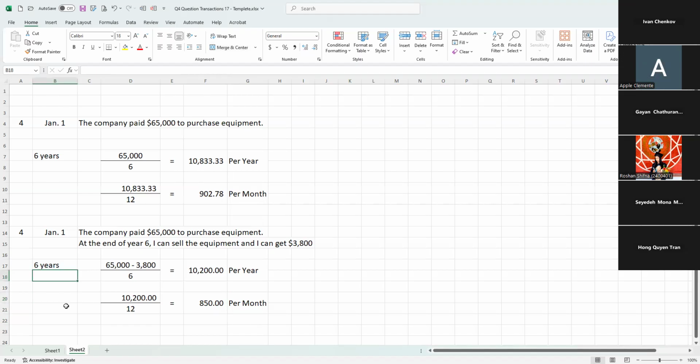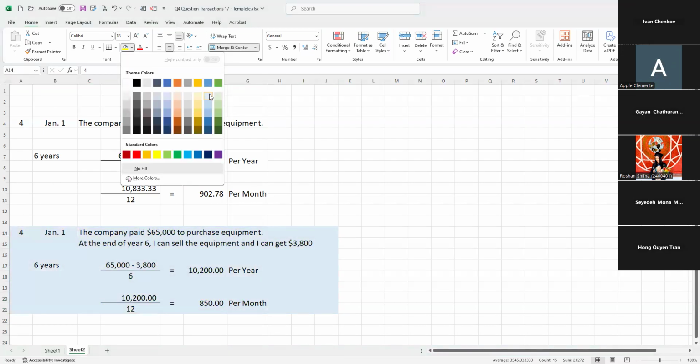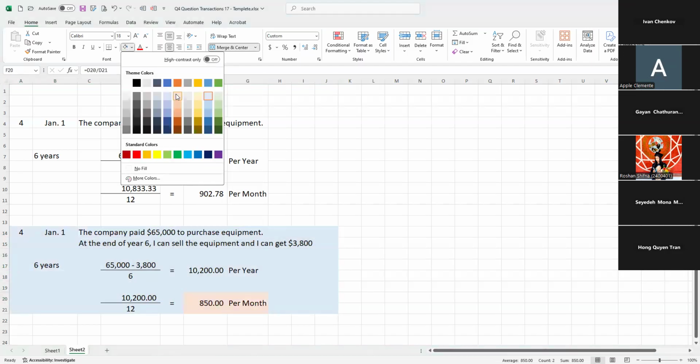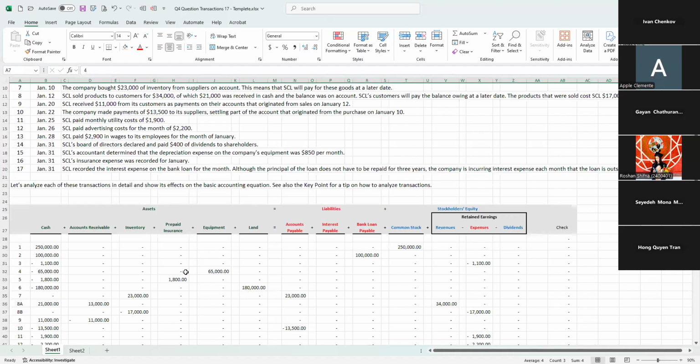So the question is, why did we do all this exercise? To get to this point. What do I need? I need to get this amount here. Why do I need this amount? Because I used the asset for the month of January. Remember? For the month of January, we used the asset. So the question is, how much do I have to add to expenses? Because I used my equipment, $850.